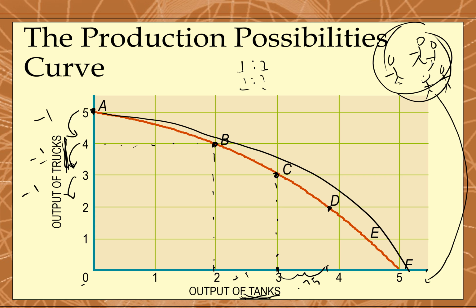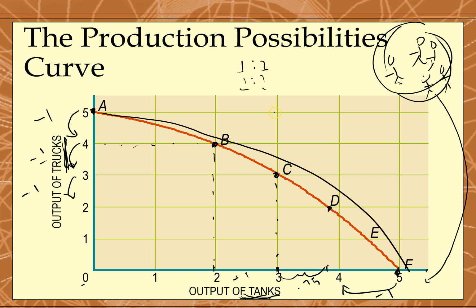And the reverse would be true. If we start with 5 tanks and we start by giving up 1 tank to free up workers to send them to produce trucks, we're eventually going to get less and less in return, because after we send the best workers capable of producing the other good, we keep sending more workers, but those additional workers are less capable than the first workers. So the curve here is bowed. So this is one way to show scarcity and inefficiency to a certain degree with the production possibilities curve.